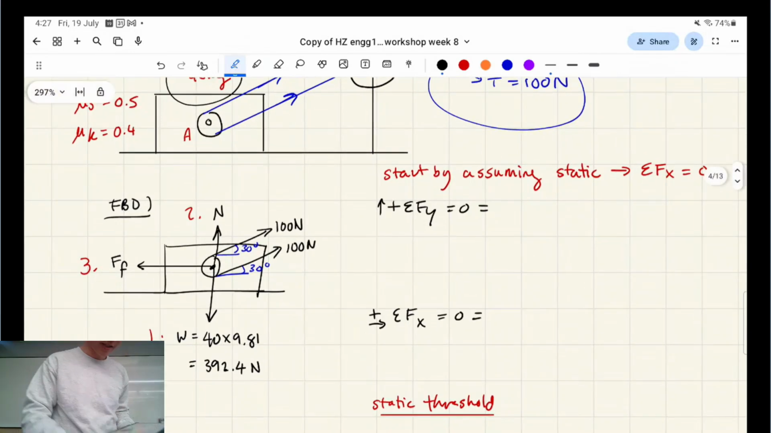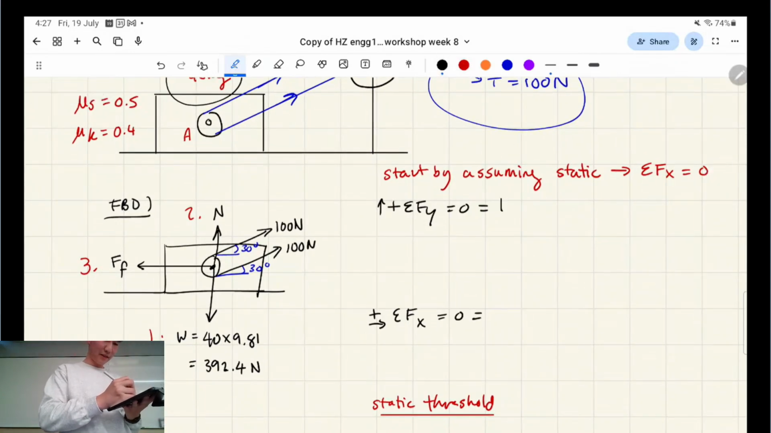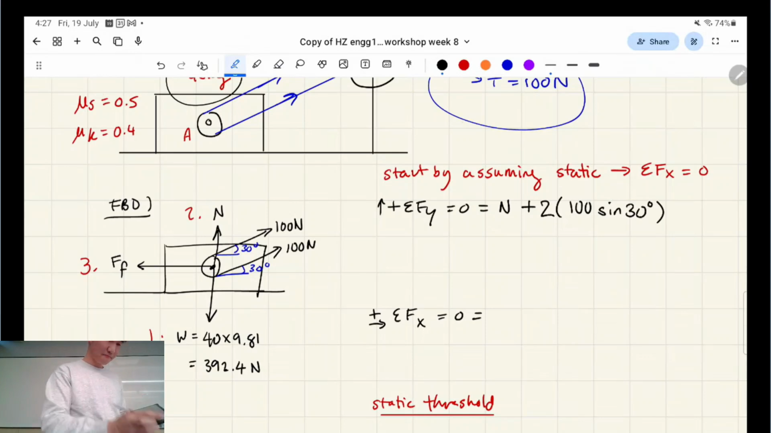Okay, so that means that we can look at the vertical forces, N, and then we can add on 2 lots of our 100 that's at an angle of 30 degrees. So we take that vertical component, sine 30, right? And we should also subtract its weight, right? All makes sense? So this gives us the normal force is equal to 292.4 newtons.